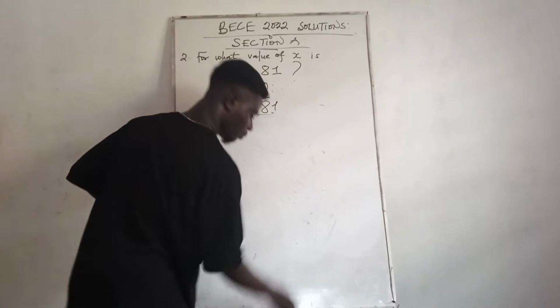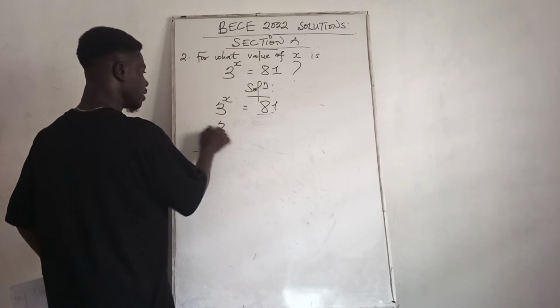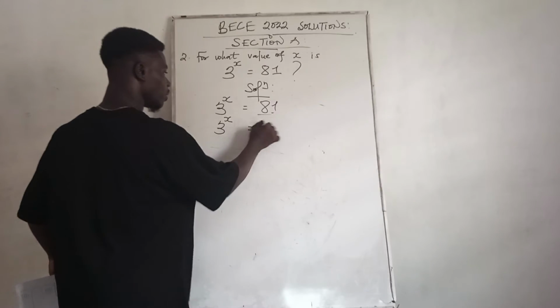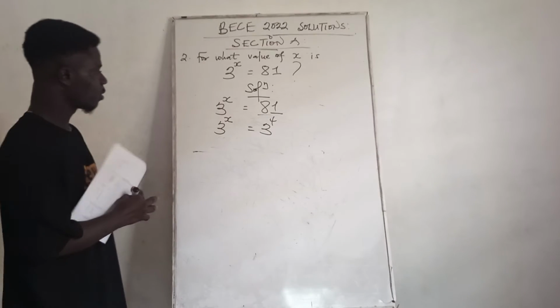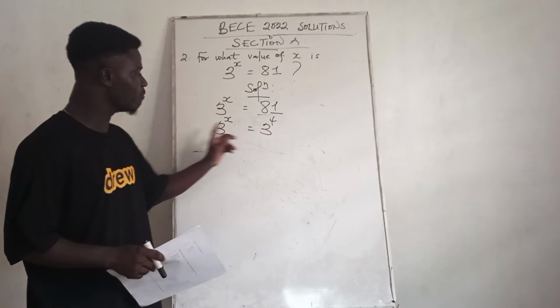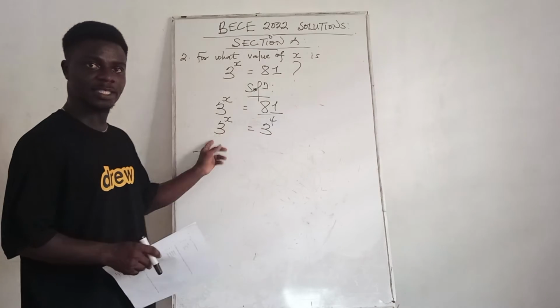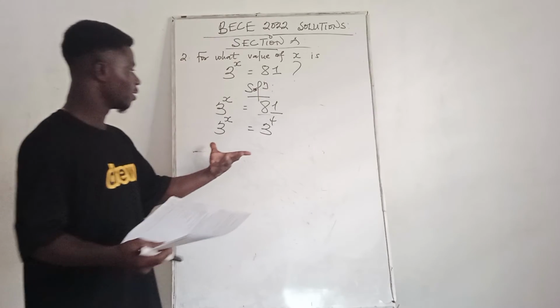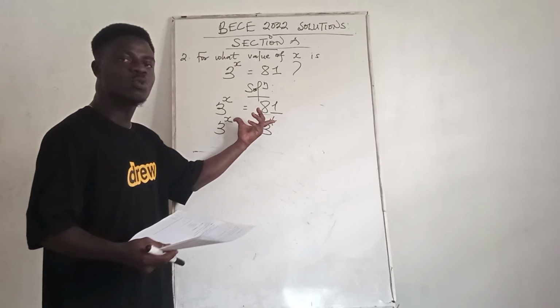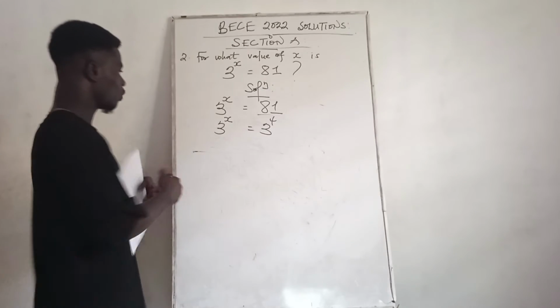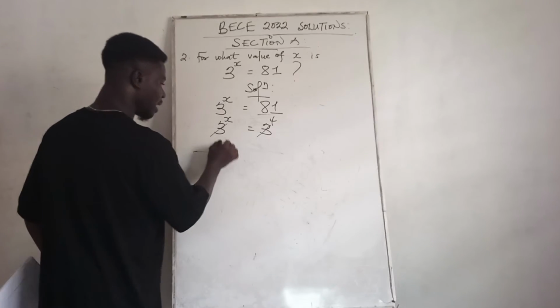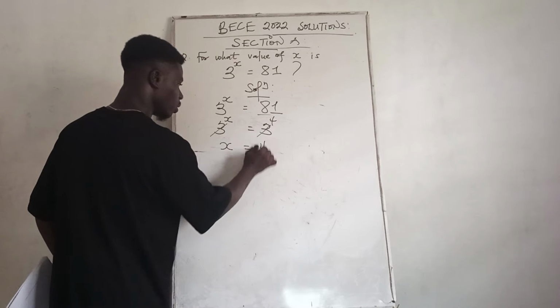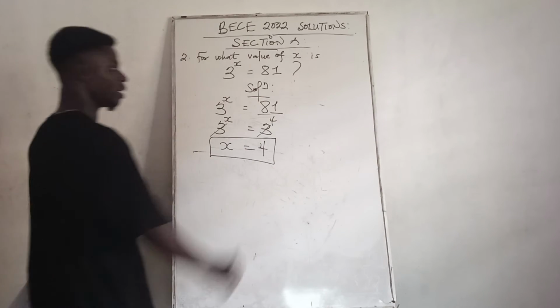So now I can write 3 to the power x equals 3 to the power 4. Right. Then now, we can see that they have the same base. And from the laws of indices, if they have the same base, we can equate the exponents. So now I can cancel out here. Then I'll say that x must be equal to 4 here. So x must be equal to 4, which is very, very simple.